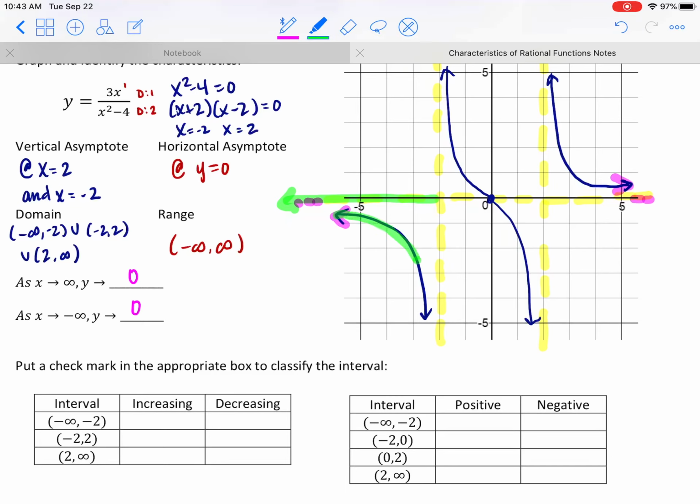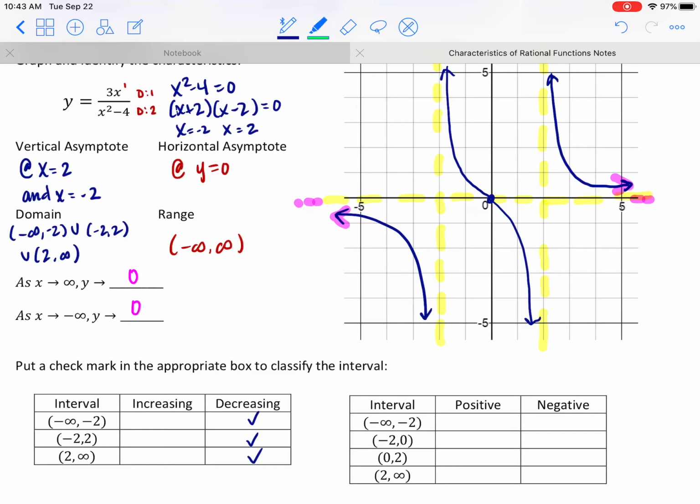So what is happening for this piece of the graph? Is it increasing or decreasing? Left to right, definitely decreasing. So let's check that box. Okay, how about negative 2 to 2? Negative 2 to 2 is this interval here. Left to right, what is this graph doing? It is decreasing. Okay, how about 2 to infinity? 2 to infinity, this interval here. What is this graph doing left to right? Still decreasing. Okay, all of these pieces are decreasing.